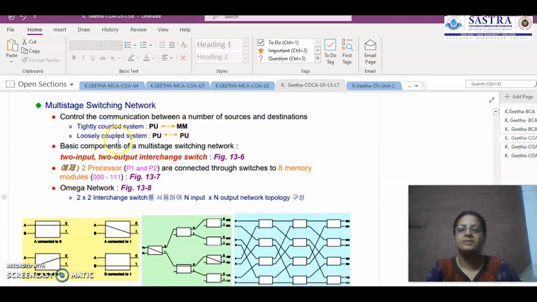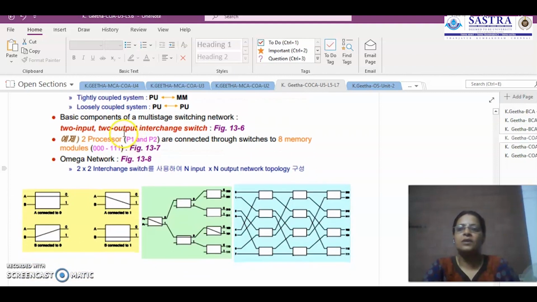Coming to the loosely coupled system, each processing unit will have its own memory, which is also called a local memory, and they will always refer to the local memory. The processing unit will interact with another processing unit by means of message passing mechanisms. Such a system is called a loosely coupled system.